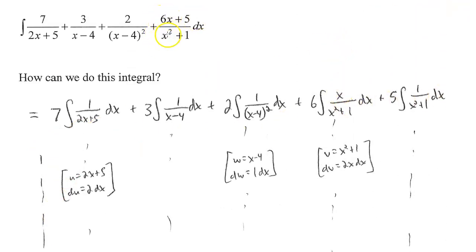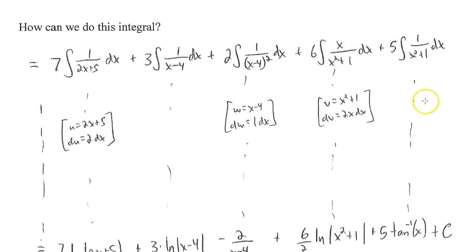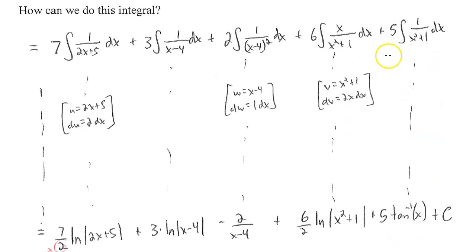Again, we write it as 6x over x squared plus 1 plus 5 over x squared plus 1. We can pull the 6 out front and the 5 out front. This one is going to involve a tangent inverse. In fact, it just is tangent inverse of x. We have a 5. This one is going to involve a u substitution where u is x squared plus 1. We end up getting this.